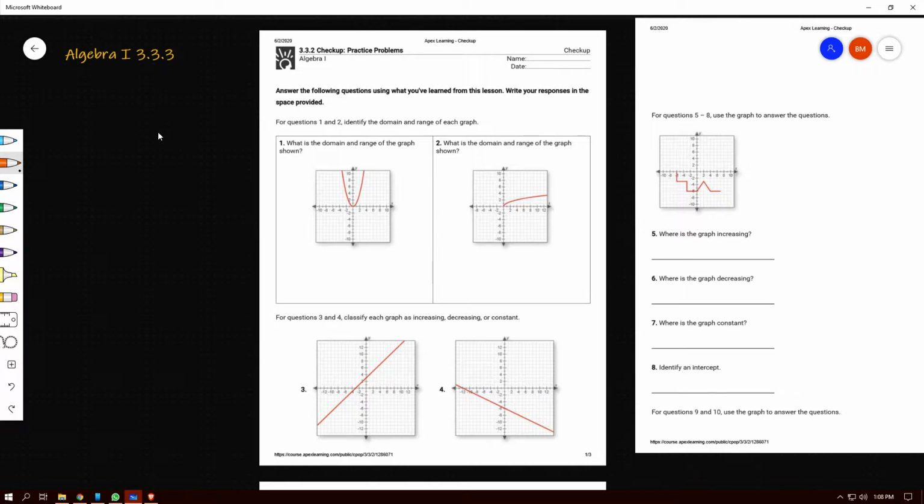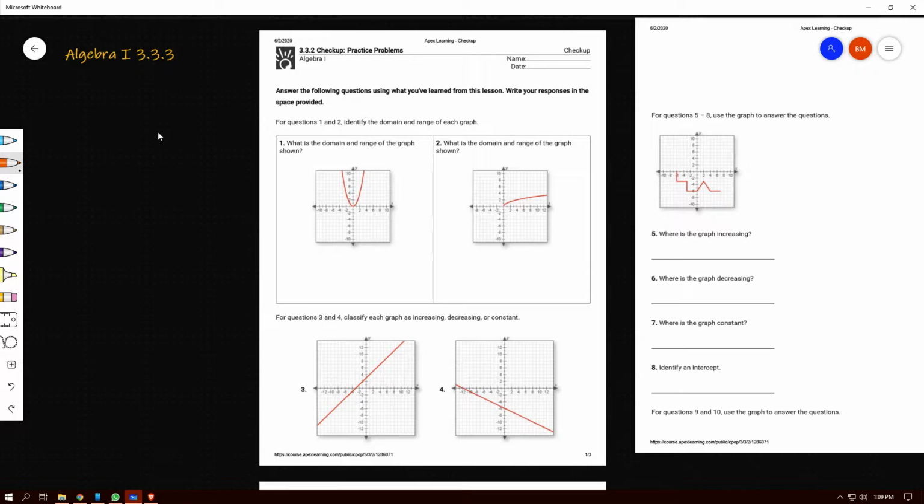Well, let's remind ourselves what domain and range is first. Remember, domain is the set of all independent variables or all x values. Range is all the dependent variables or all the y values.